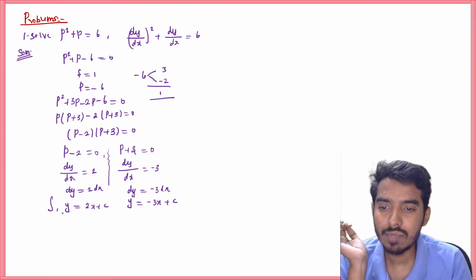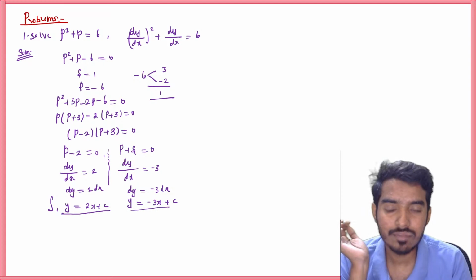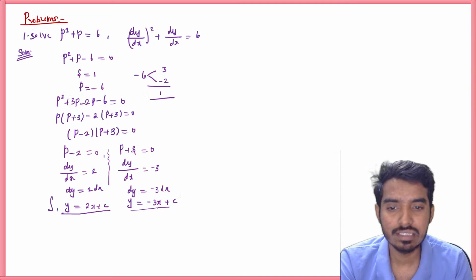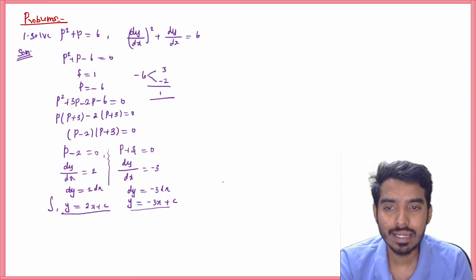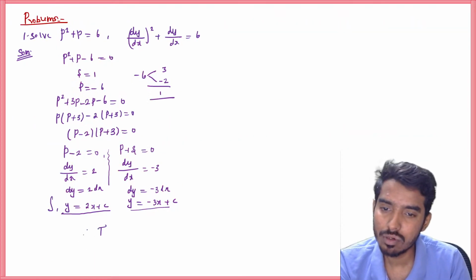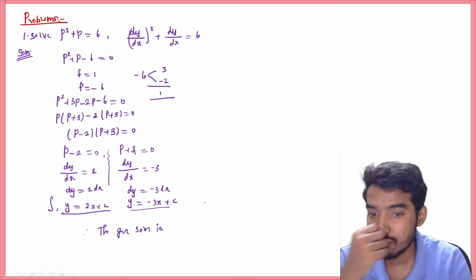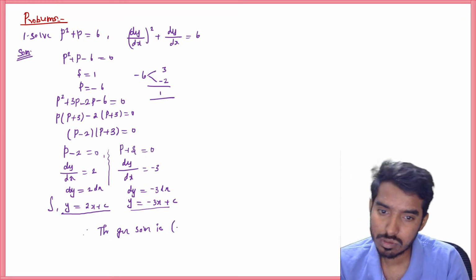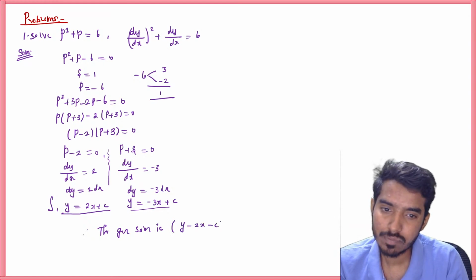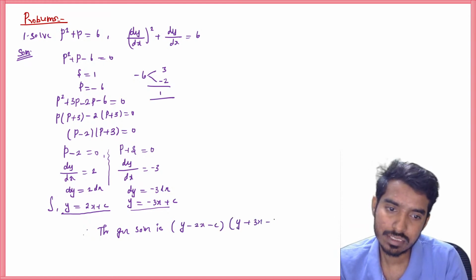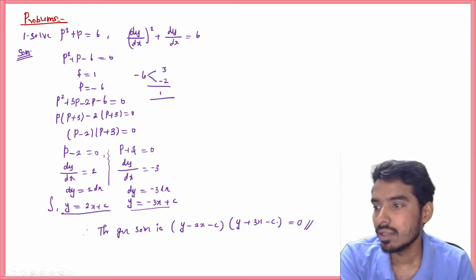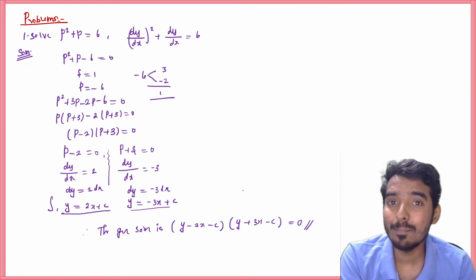So here you can see we find a solution for each of them separately. This is our f1 of x comma y comma c, and this is our f2 of x comma y comma c. Now multiply them to get the general solution. Therefore, we have y minus 2x minus c into y plus 3x minus c equal to 0. This is the solution. We will be calling this the complete solution.